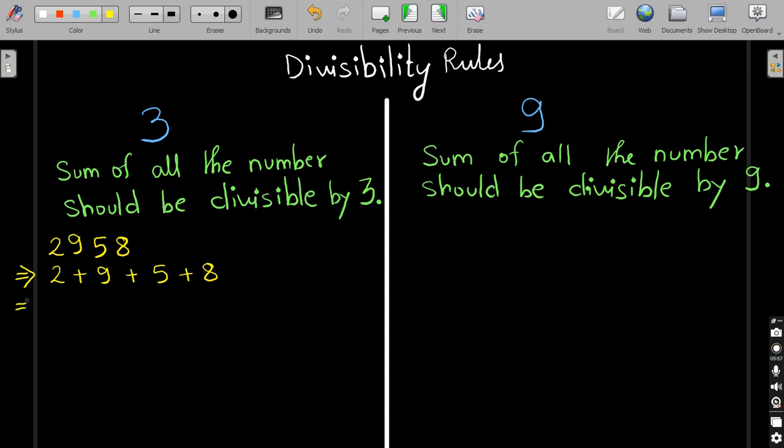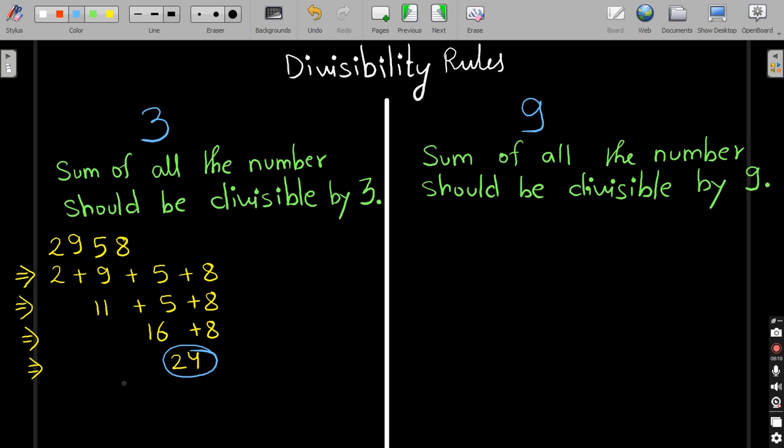Now, let us add it. How much are we getting? 2 plus 9, I am getting 11, plus 5 plus 8. Step by step I will do. 11 plus 5, I will get 16, plus 8. Very good. After that, 16 plus 8, how much will I get? 24. So the final answer, how much did I get, dear student? I got 24.